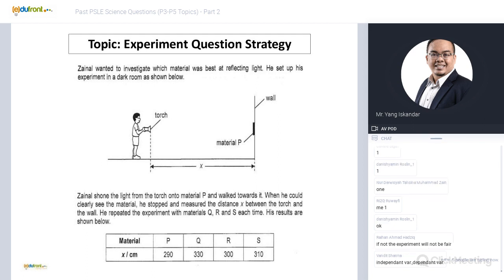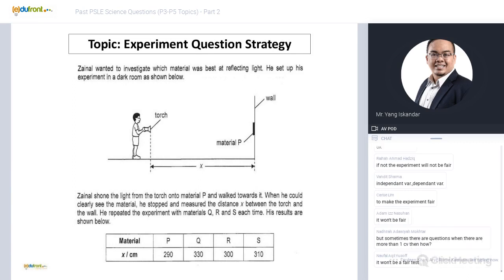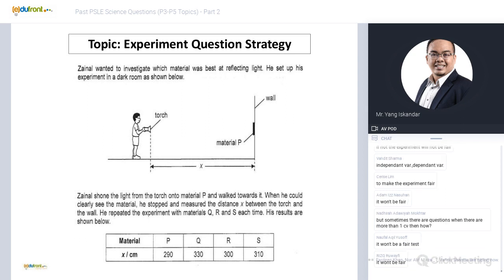Rehan, if not, the experiment will not be fair. Okay, very good. If not, it will not be a fair test. Remember, in an experiment, there can only be one change variable. Otherwise, if there is more than one change variable, it will not be a fair test. I give you a simple example. Your PSLE: no matter which school you are from, you sit for the exact same paper at the same time, so the questions must be the same. You cannot have different questions for different schools, otherwise it will not be a fair test. So remember, in an experiment, there can only be one change variable.